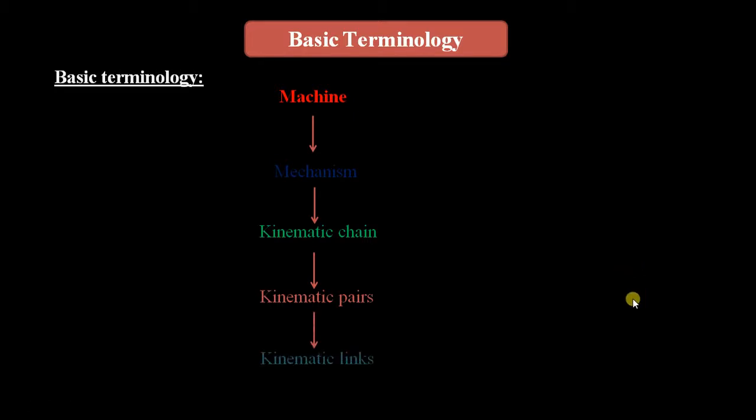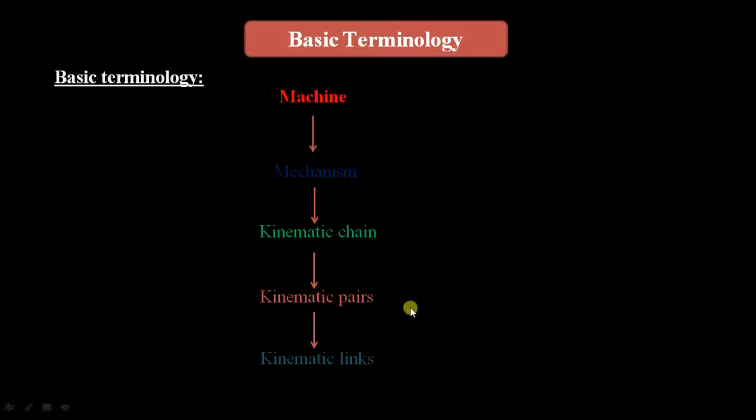So in the previous video lecture, we already defined the machine, and this machine is formed by the mechanism, and the mechanism is formed by the kinematic chain, and the kinematic chain is formed by kinematic pairs, and the pair is formed by kinematic links. So for making a machine, initially we require the links, and then we can form a pair, and the pair is formed in the form of a chain. And when the chain is made as a mechanism, and when this mechanism is used to do a particular work, then it can be called a machine. This we already discussed in the previous video lecture.